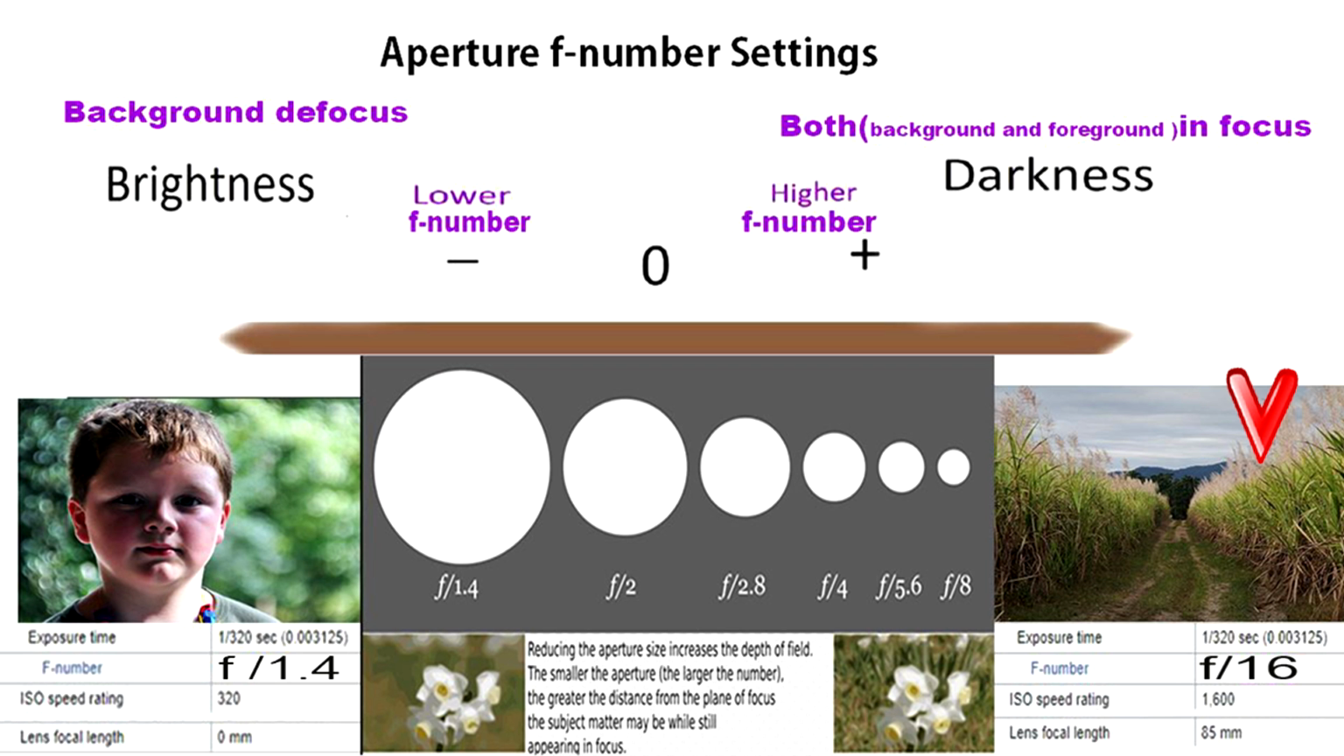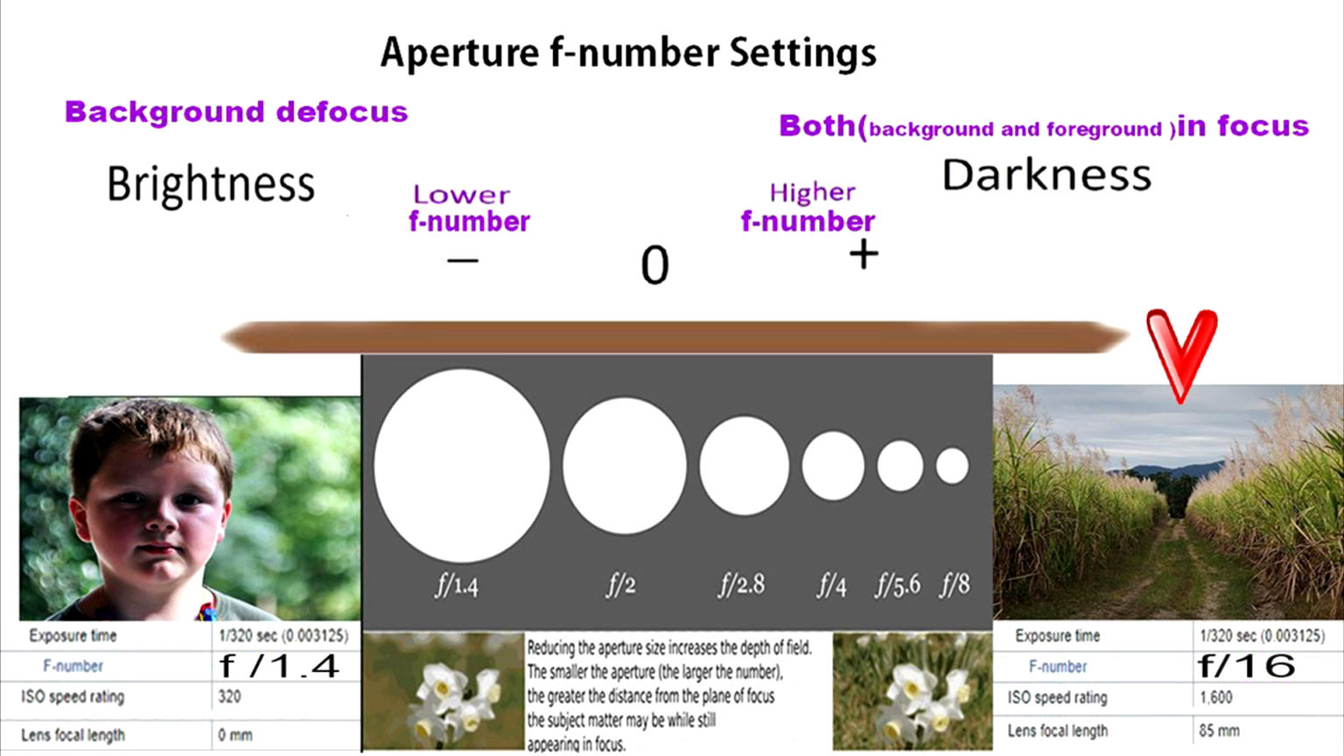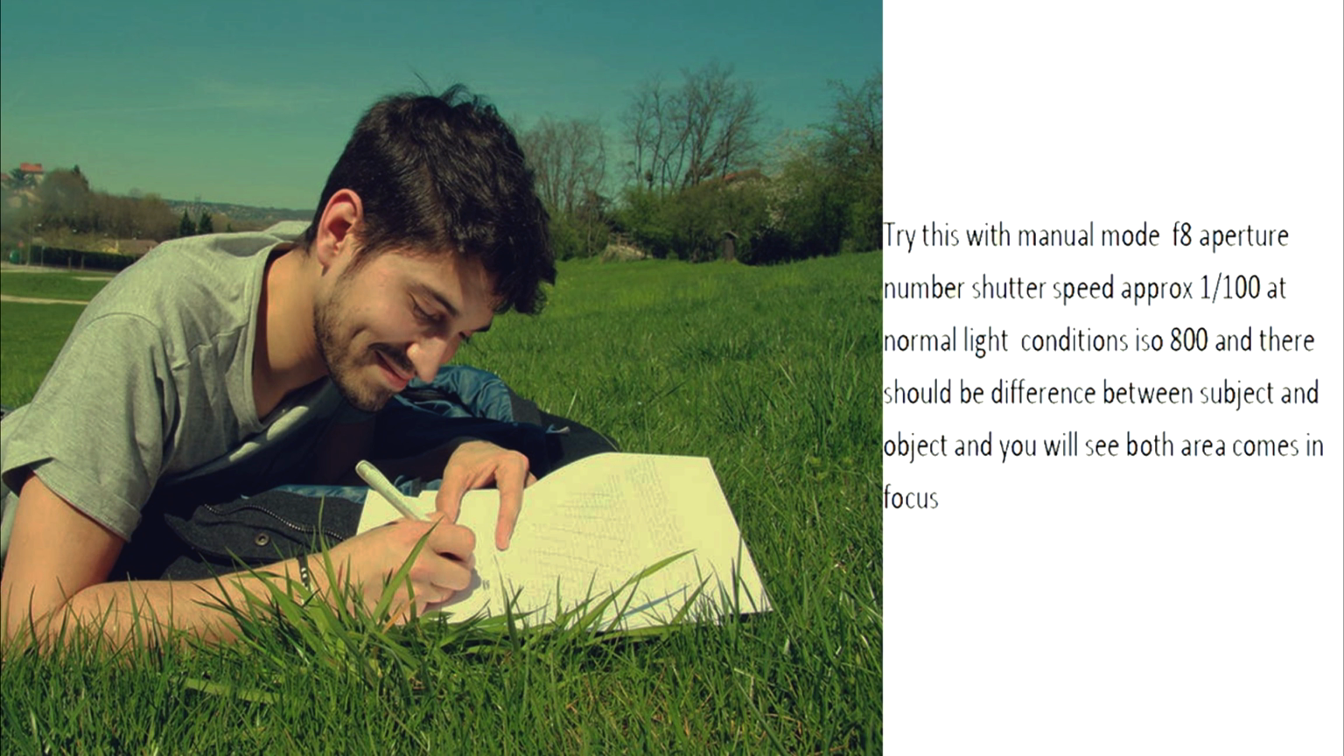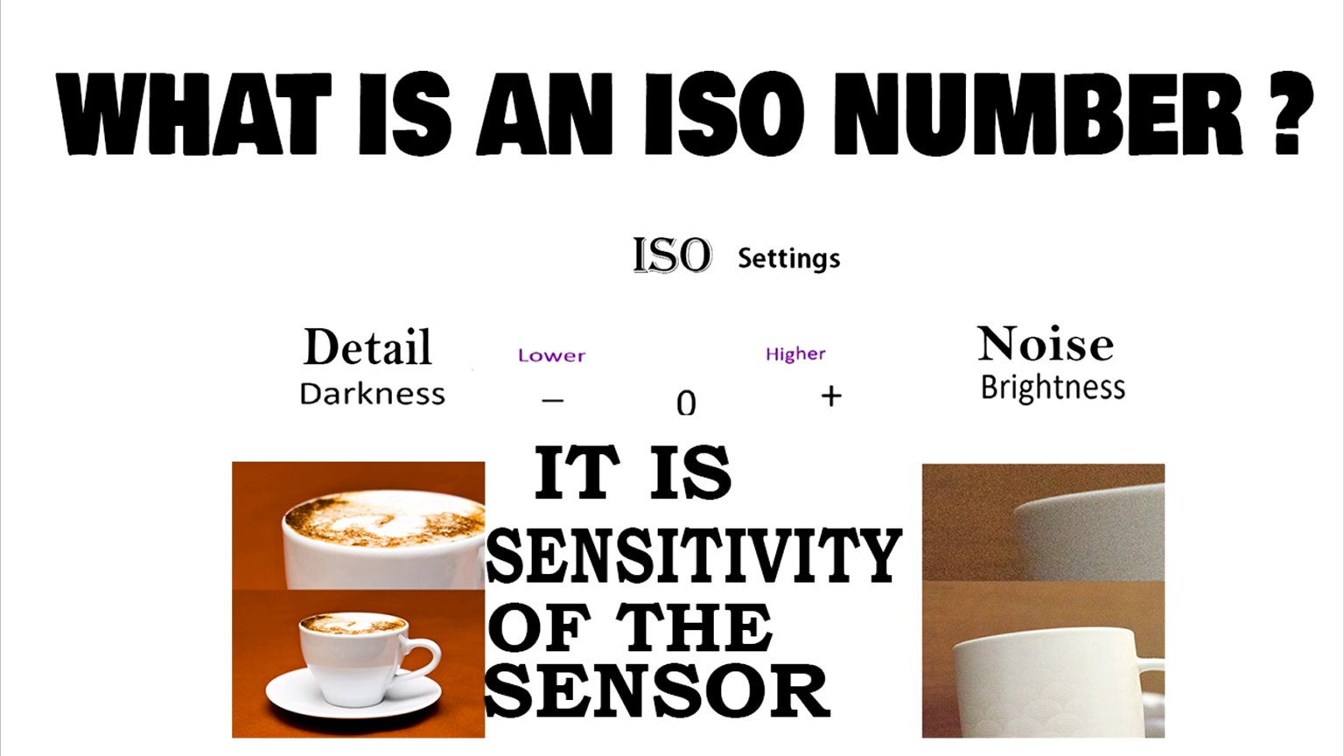You can try this with manual mode. f8 aperture number, shutter speed approximately 1/100 at normal light conditions, ISO 800, and there should be a difference between subject and object, and you will see both areas come in focus.